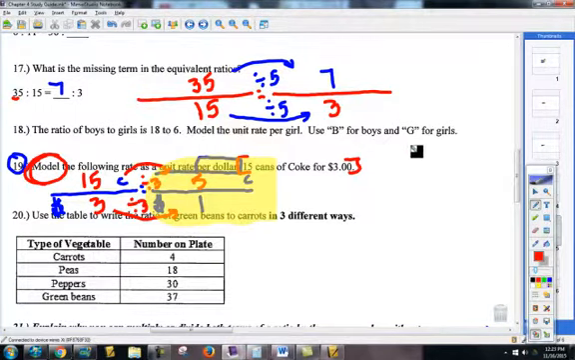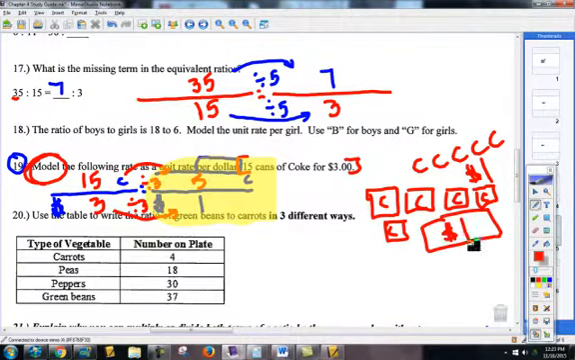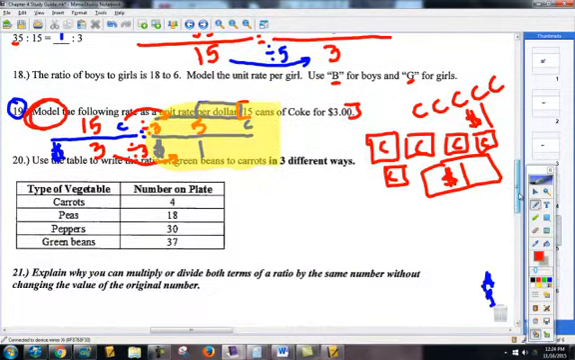Some people just did it with C's, like 1, 2, 3, 4, 5 C's, and then $1, something like that. I'm fine with that. The other way I showed you on the formative was people actually drew it out like this. And then, whoop, we need one more. And then a rectangle for $1, something like that. That's all I'm really looking for. But you must have the proportion. If you don't have a proportion, it's wrong. I'm just looking to see, the model is just showing the cans of Coke per dollar. That's all it's showing. Up here on number 18, you can see it uses just B's and G's for boys and girls. Okay, number 20.